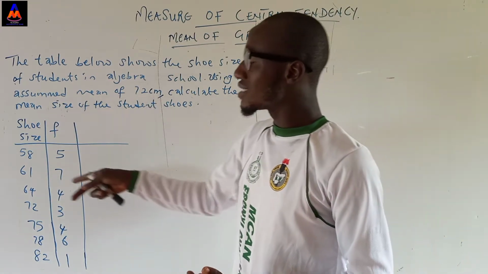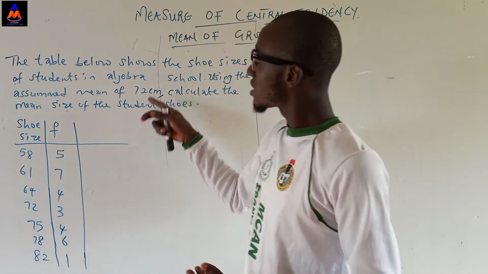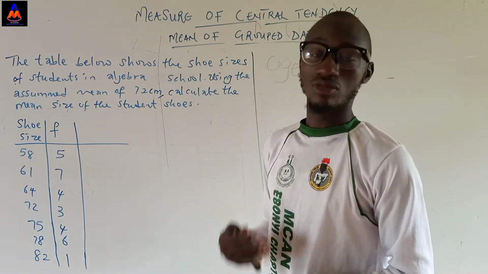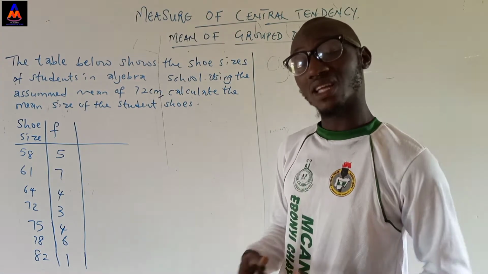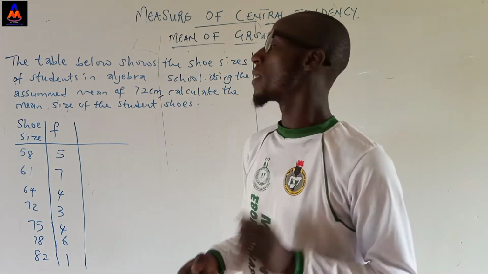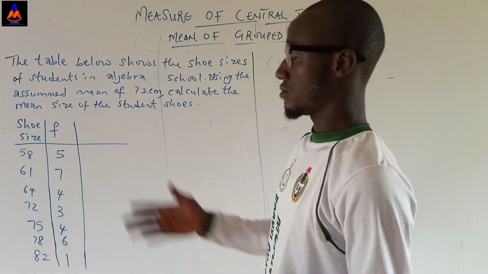This 72 is a number that, when you are looking for the median of this distribution, will be a number closer to the middle number. So the assumed mean is not just a number out of the blue, it's a number that is very close to the middle number. That's just for you to know. So we are looking at the frequency of each of the data, their appearance.